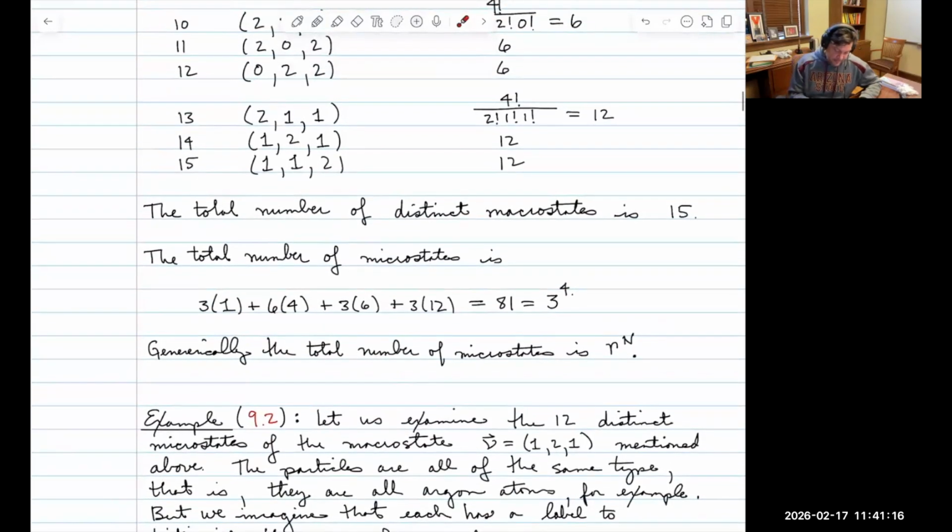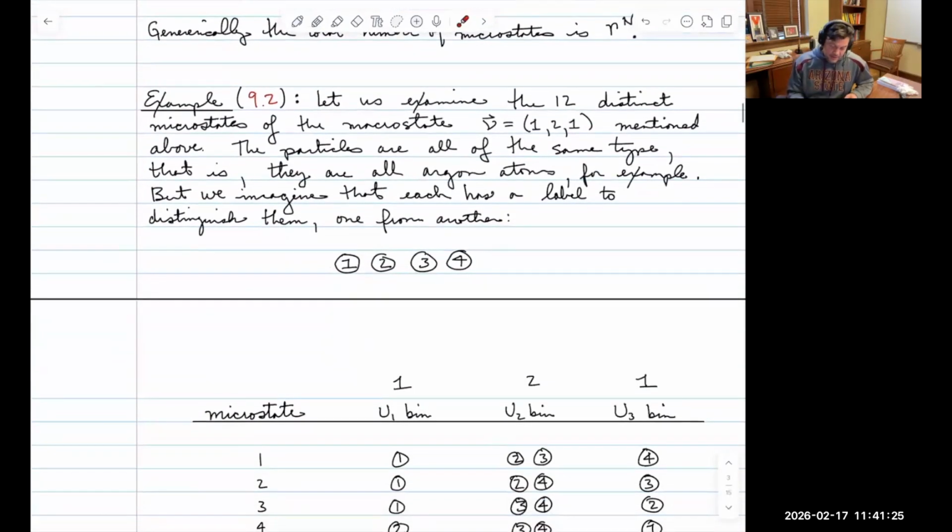Let's look at this macro state right here. Let's convince ourselves that there are exactly 12 different microstates within that one macro state. So let's examine that one in particular. There's the macro state: one particle in energy level 1, two particles in energy level 2, and one particle in energy level 3. We want to show that there are 12 distinct ways of arranging four particles, and therefore 12 distinct microstates for this macro state.